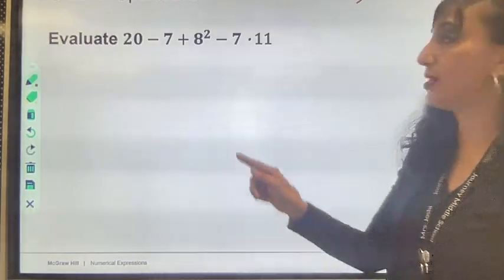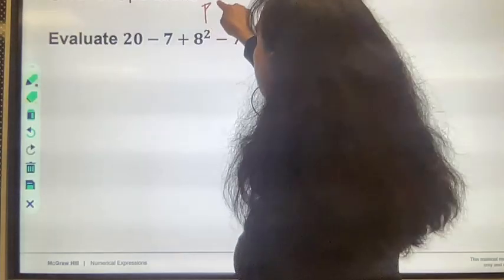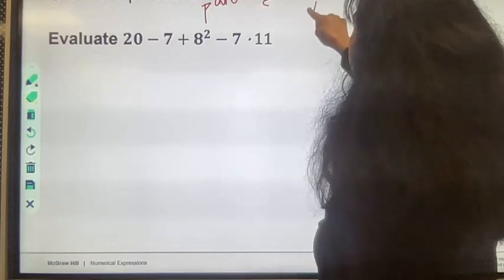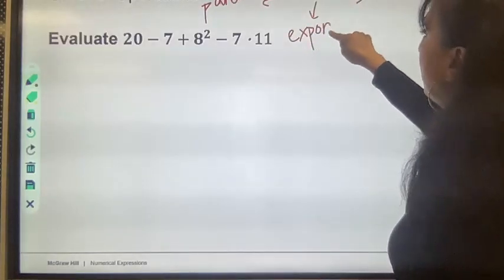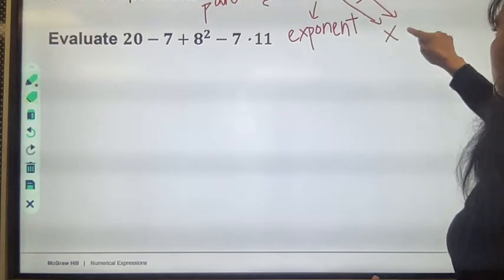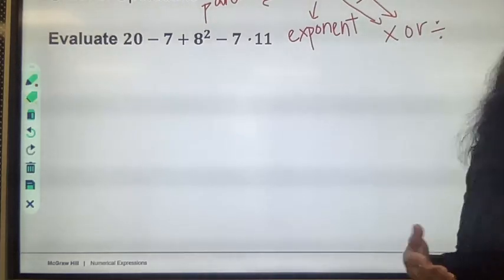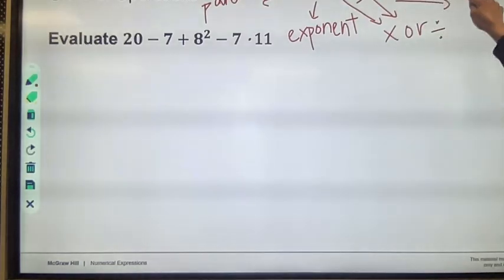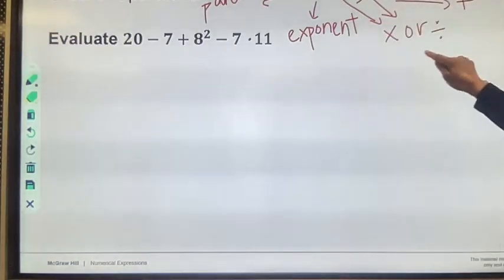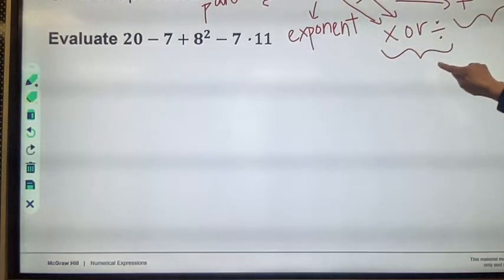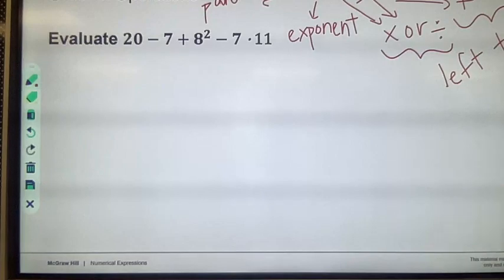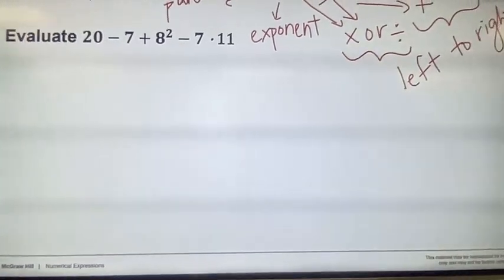And what does the P stand for? This stands for parentheses. What does E stand for? Exponent. This stands for multiplication or division, and it goes from left to right. And addition and subtraction also goes left to right. Okay, this and these go left to right if only those two operations are left.